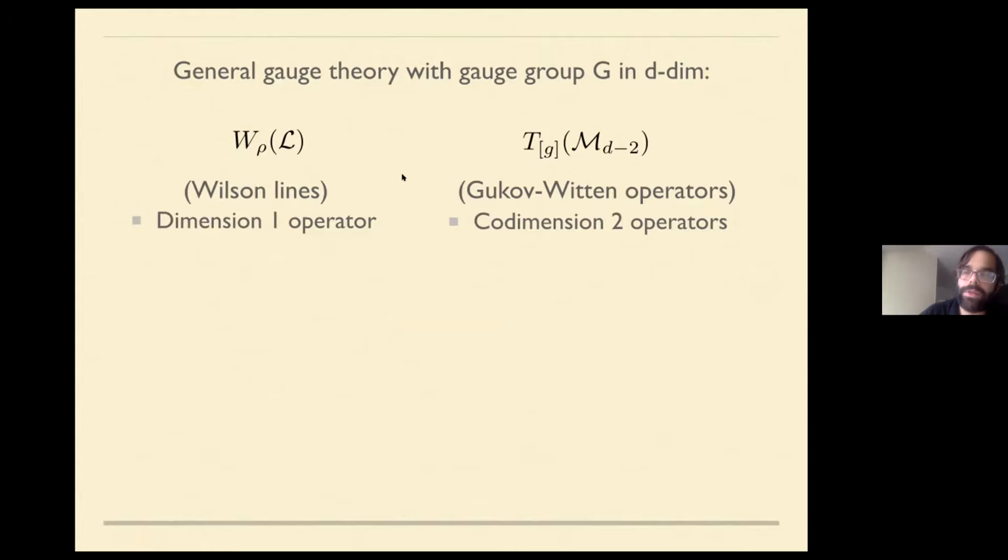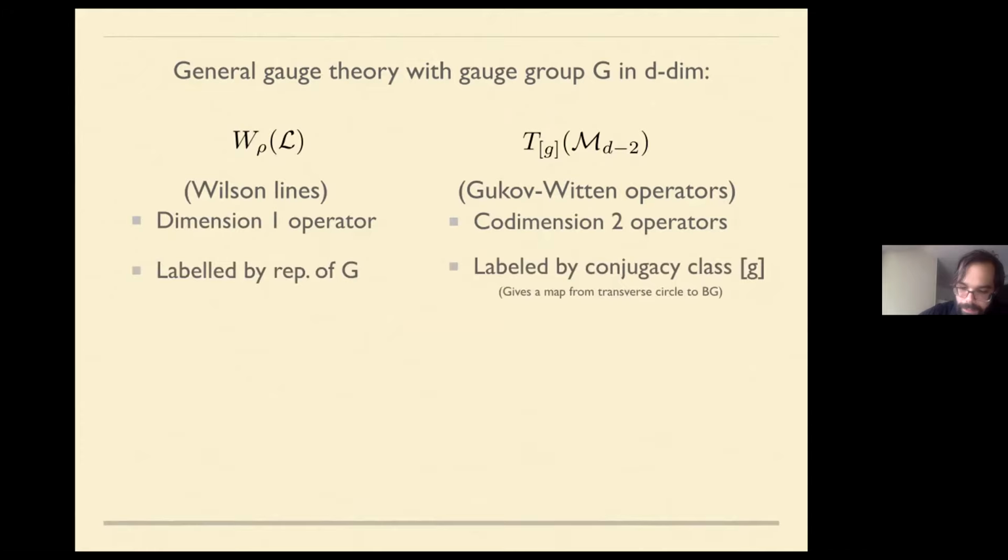Now, Wilson lines are just the holonomy of the gauge field on a curve and in a given representation. How do you construct Gukov-Witten operators in general? Because the explicit construction that I used was very particular to U1. So in general, you define them by excising a co-dimension two manifold and prescribing conditions for the gauge fields on the transverse circle. So you excise co-dimension two, there's a transverse circle, and you specify conditions on the gauge field. So you have to specify a gauge bundle on a circle. And very generally, gauge bundles on a circle are labeled by conjugacy classes of the group. Right, because you need to pick a gauge transformation, but you need to take into account that the disconnected part of the gauge group can act by conjugation and can change that. So they're basically labeled by a conjugacy class.